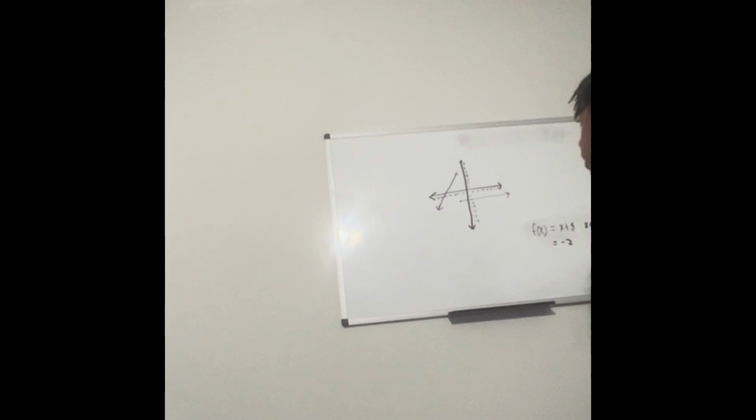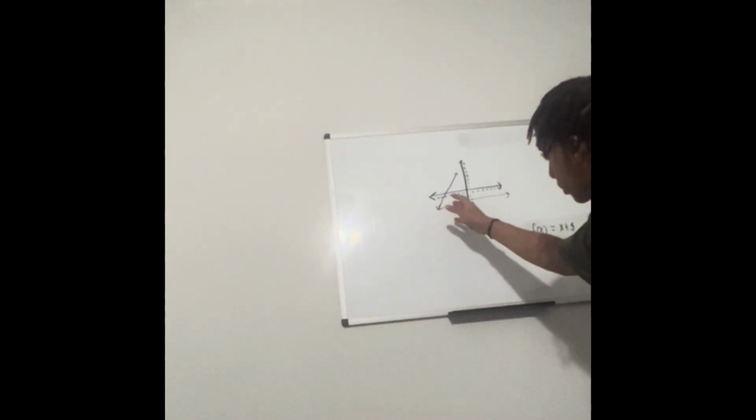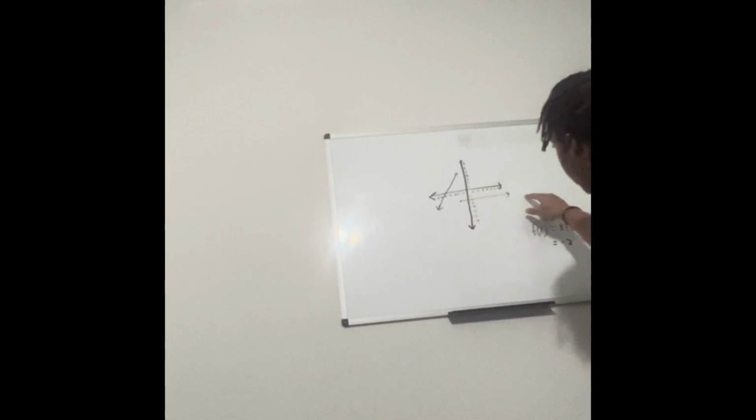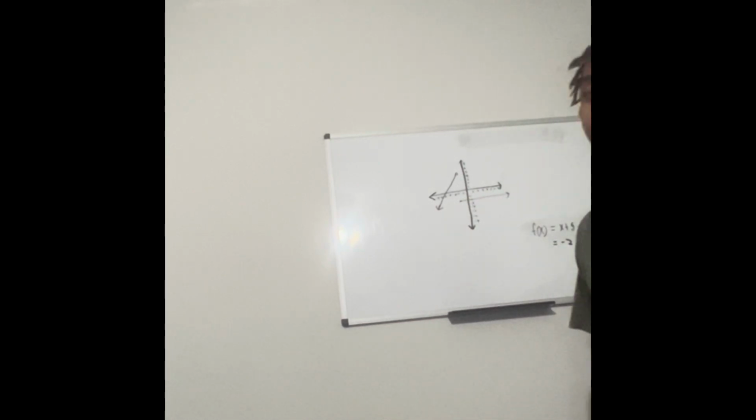Now, let's see, it goes farthest left at -2. Then it just keeps on going, keeps on going, keeps on going, all the way to infinity. So what you can do here is go x is greater than or equal to -2.